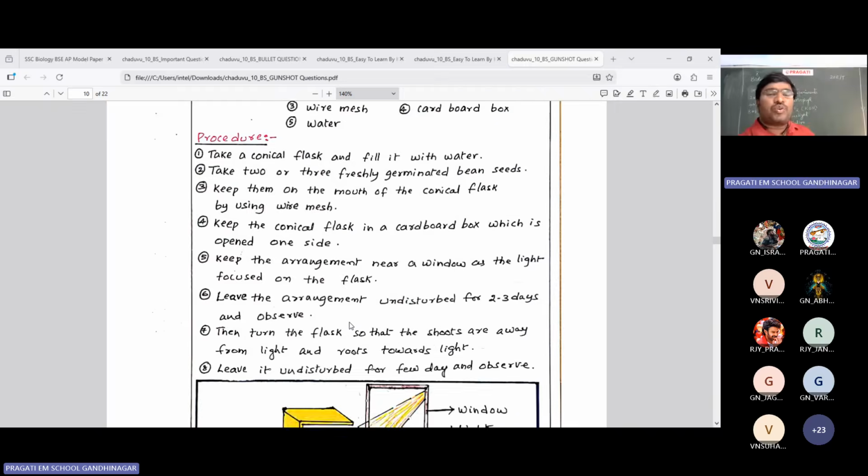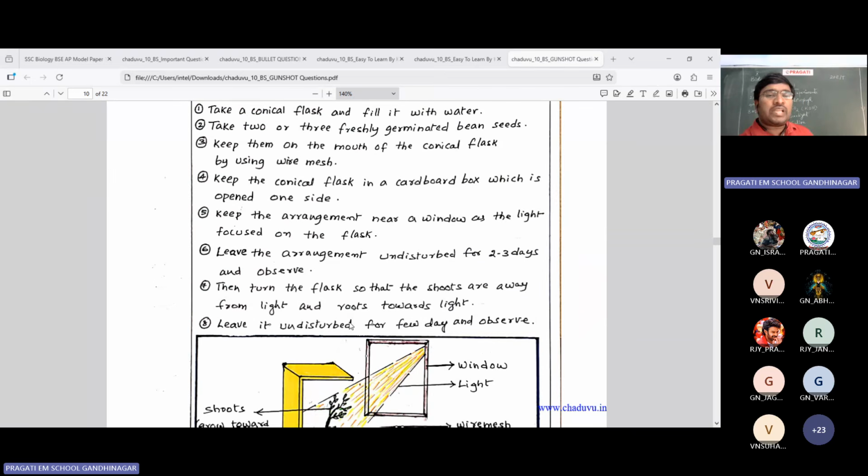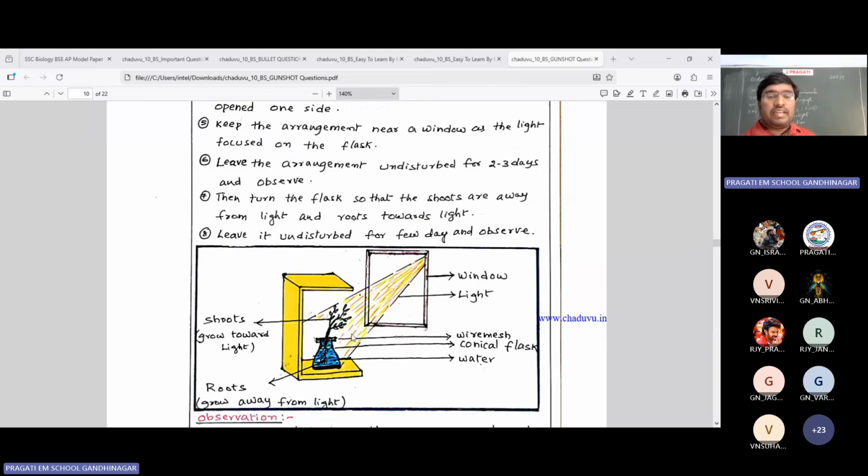Procedure of the phototropism experiment. Take a conical flask and fill it with water. Take 2 or 3 freshly germinated bean seeds and keep them on the mouth of the conical flask using wire mesh. Keep the conical flask in a cardboard box which is open on one side.